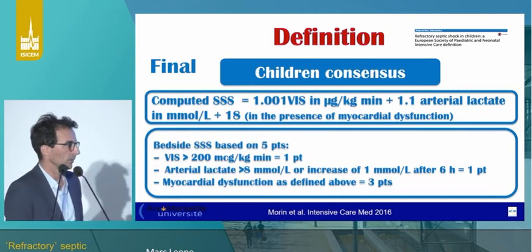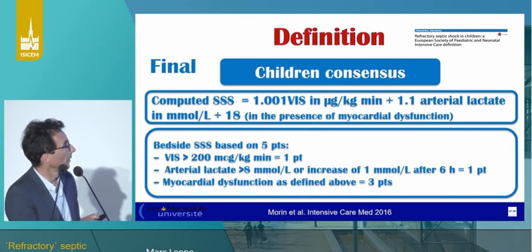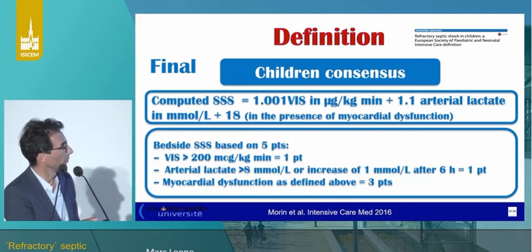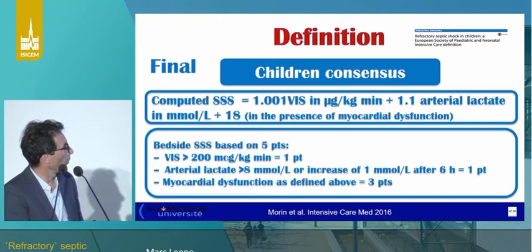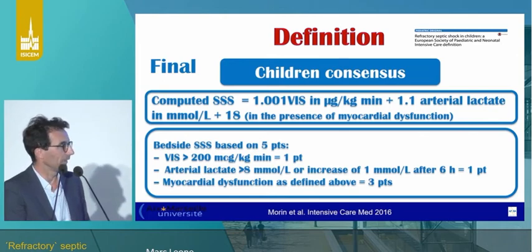They obtained a computed definition, which is 1.01 times the vasopressor score plus 1.1 times the lactate plus 18 if there was myocardial dysfunction. They also obtained a bedside definition on 5 points: the vasopressor dosage, 1 point; arterial lactate above 8, 1 point; and myocardial dysfunction, 3 points.